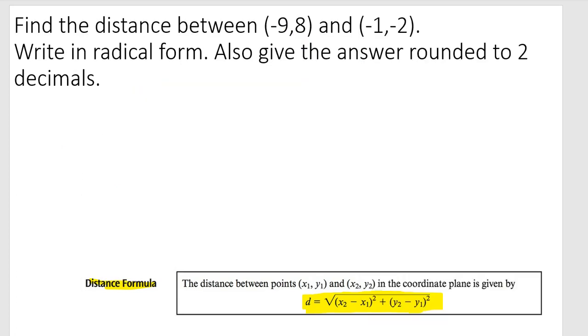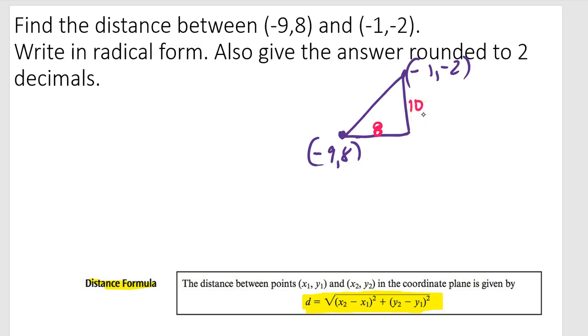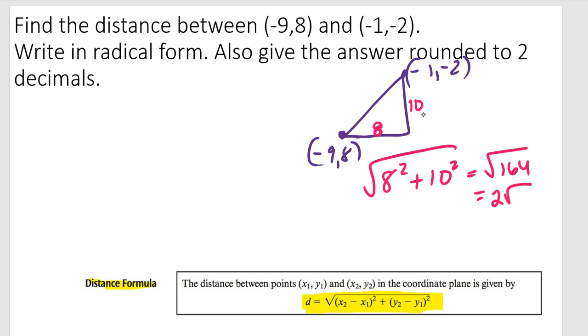I don't use the distance formula. I always just use the Pythagorean theorem. So I say to myself, if this is -9, 8, and this is -1, -2, these are these 2 points. Well, the distance horizontally would be 8. And the distance vertically from -2 to 8 would be 10. And then I just use the Pythagorean theorem to figure out that same answer we just did a minute ago.